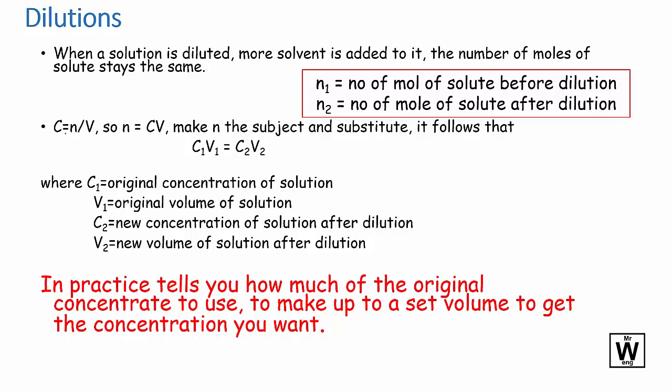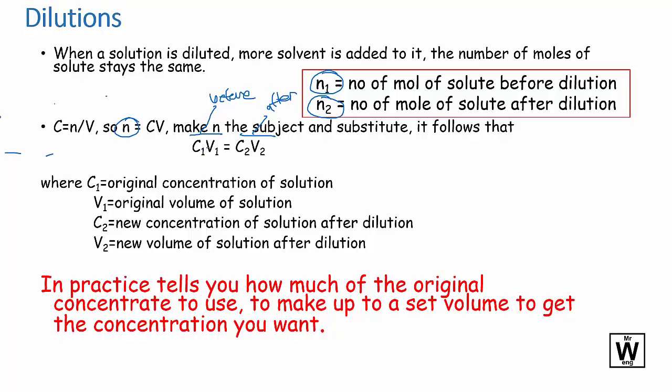So first of all, we have the same number of moles before and after. So the only difference is we add water to make it a weaker concentration. So N1 and N2 are the same. And so we can have this formula C1 V1 equals C2 V2. So in this situation, this is before, and this one is after. If you mix these around, it's really not going to matter.